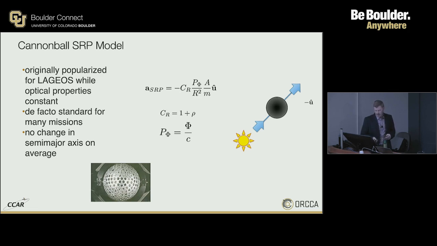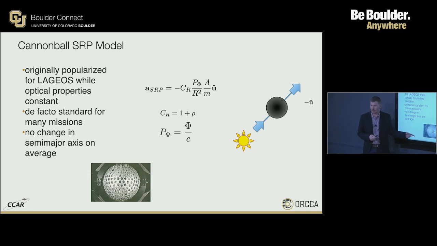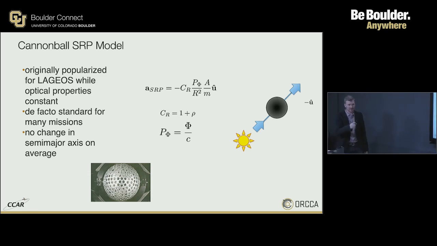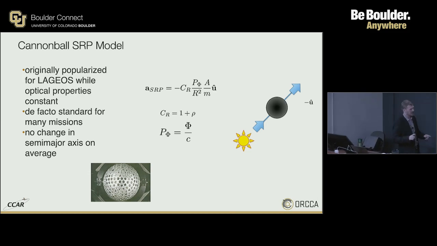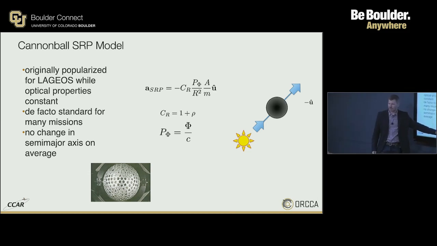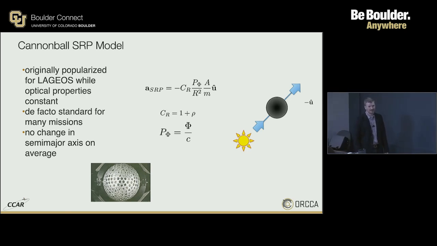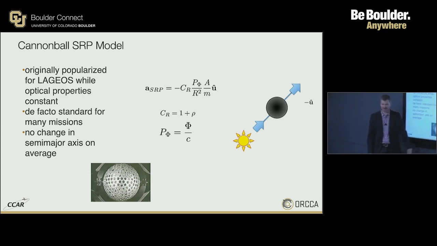The other interesting thing, down at the bottom here, is a picture of the LAGEOS spacecraft, which looks a lot like what? A cannonball, which is where the name of the SRP model came from. Do most spacecraft look like this? No. Yes, kind of? Very few spacecraft actually look like this.